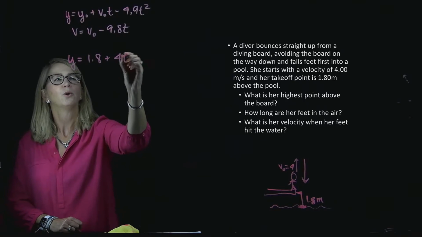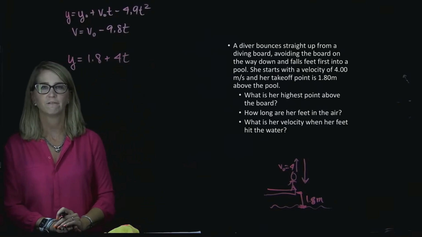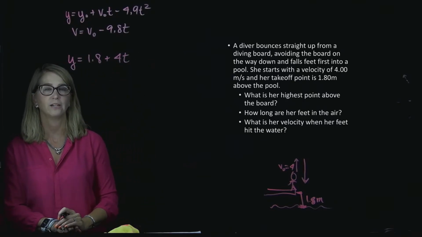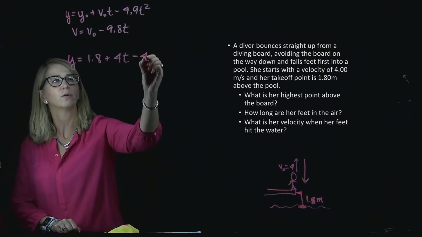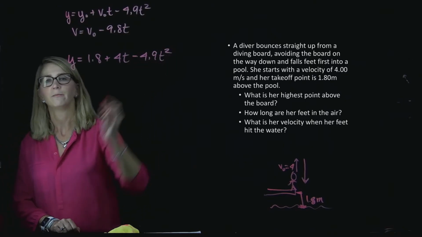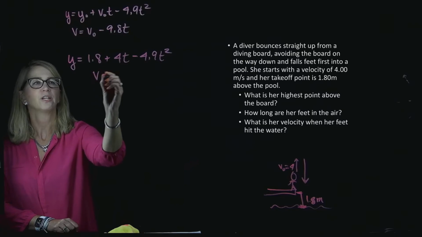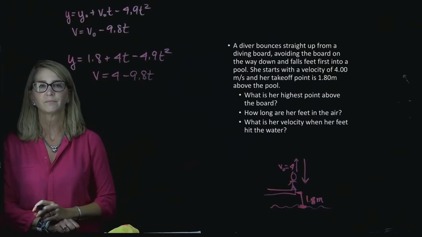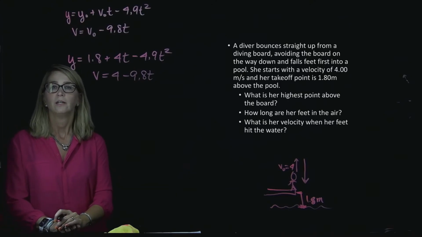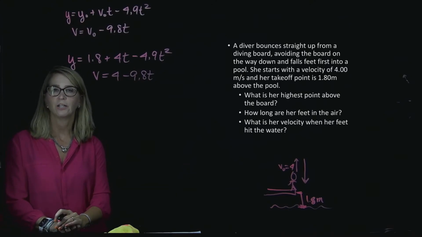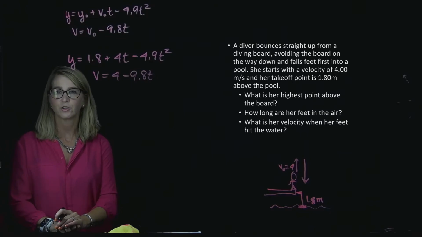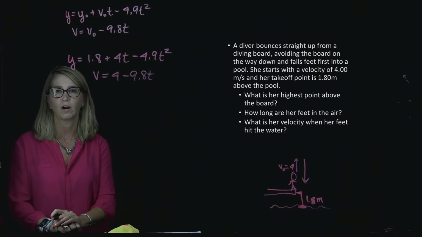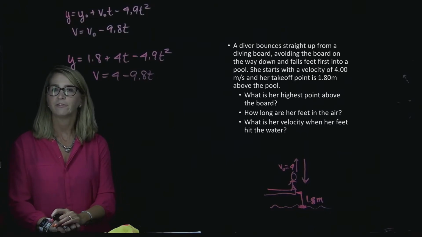We're also told that she had an initial velocity of 4, so I put that in for v naught, and then I have minus 4.9 t squared. For my velocity expression, I have 4 minus 9.8 t. So these are the two expressions that I can use now that are specific to this problem. And now I just have to figure out how to use them properly.